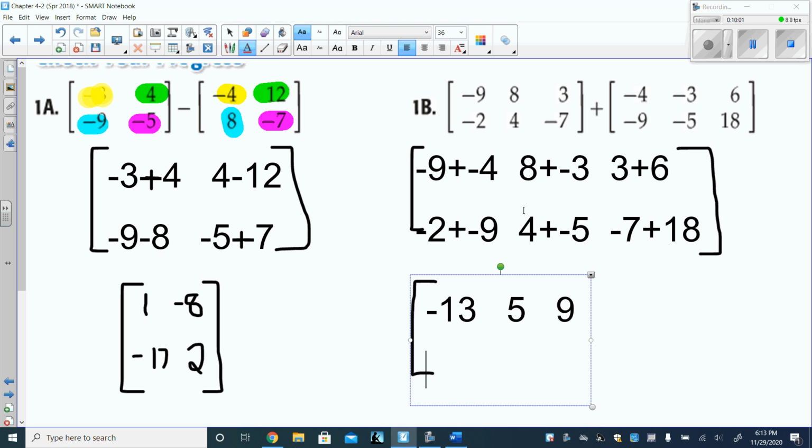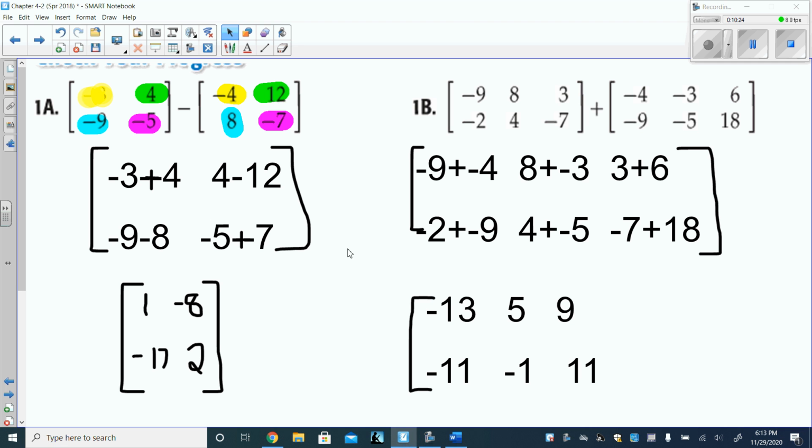Now on bottom, we'd have negative 2 plus negative 9, or negative 2 minus 9, which would be negative 11. We'd have 4 plus negative 5, which would be negative 1. And negative 7 plus 18 would be 11. So our matrix that we would get from adding these two together would be this one here. And that's all we have to do for this here.